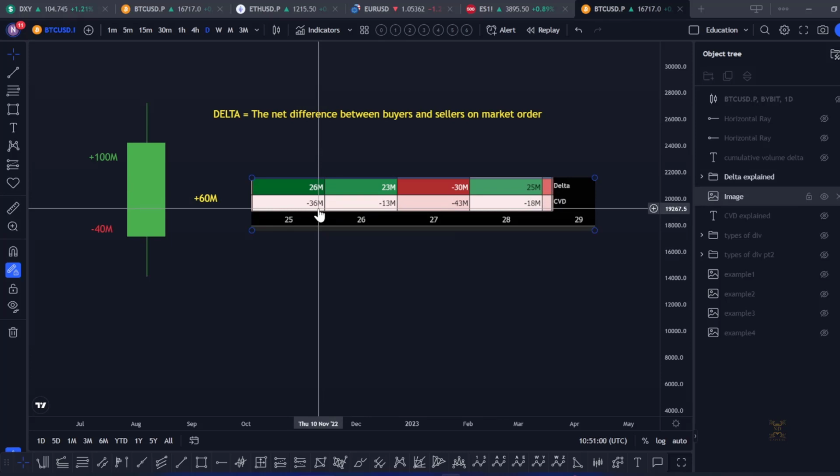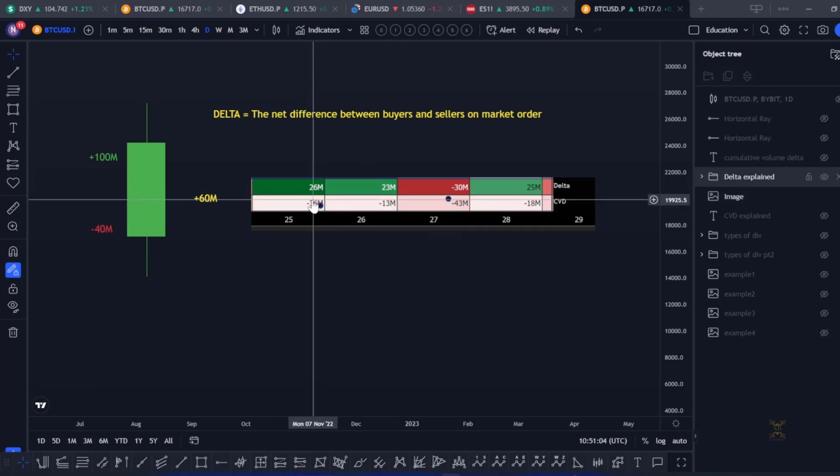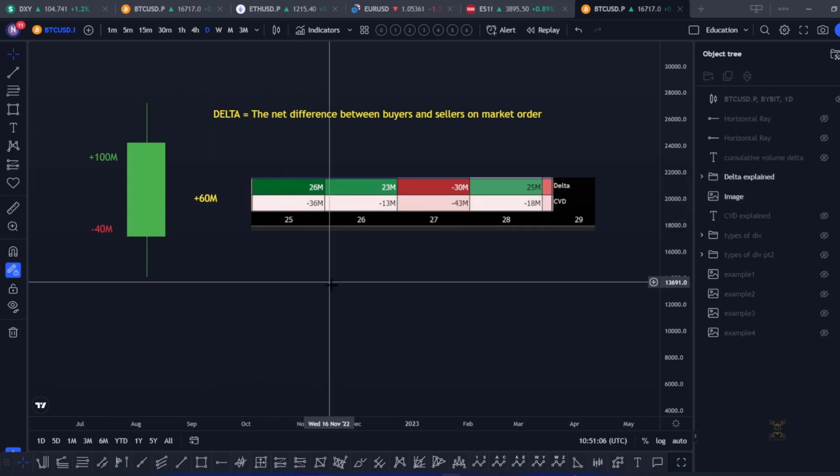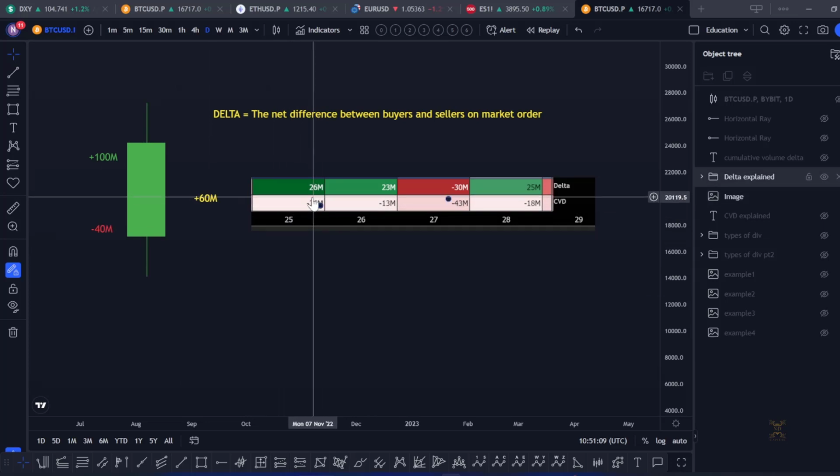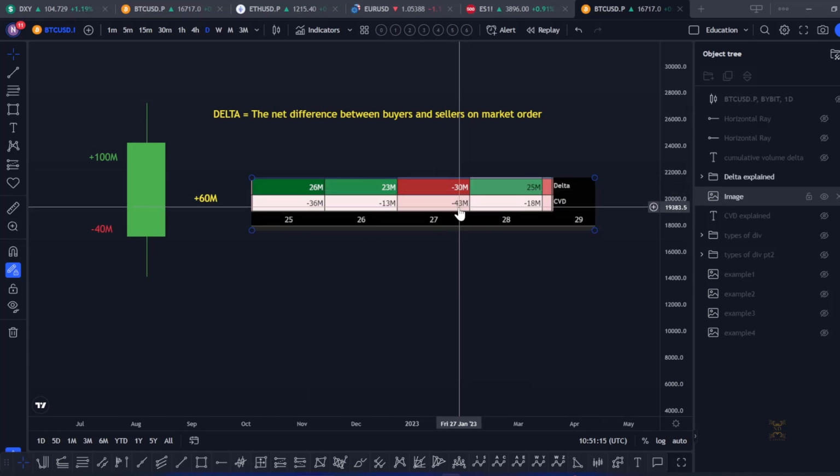Okay, so let's say this is the daily candles. So this day you have plus 26, and eventually the CVD is like, because of the previous day, is like minus 36. So minus 36 plus 23 makes minus 13. Minus 13 minus 30 million makes minus 43. So this is how it's getting calculated, and eventually it's putting it as an oscillator.